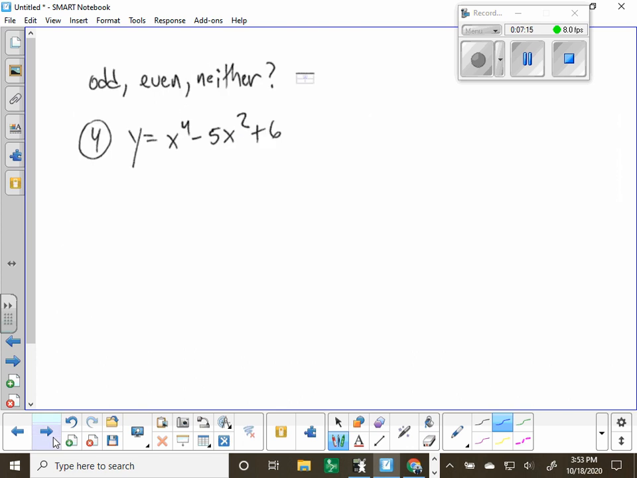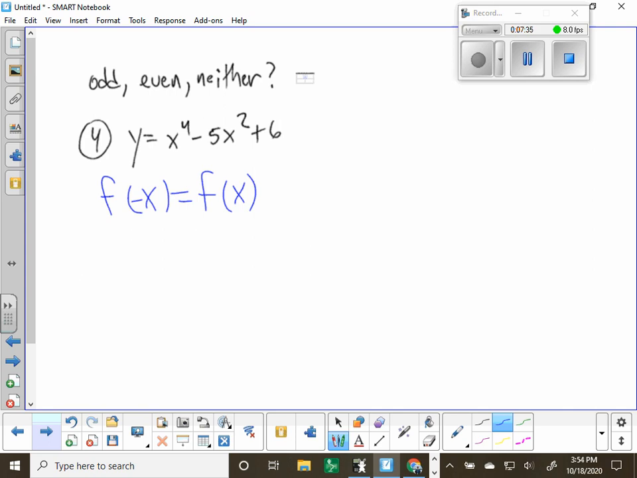Okay, odd, even, or neither. So if you put -x into the function and it returns back the function, we say that that function has y-axis symmetry and it's an even function. So we have two names for it.